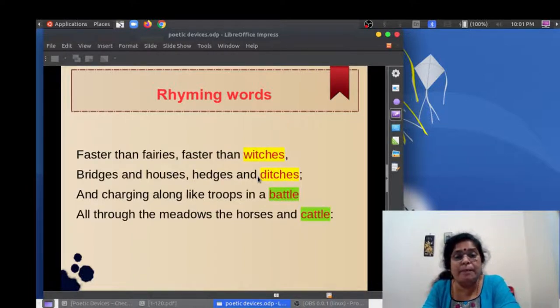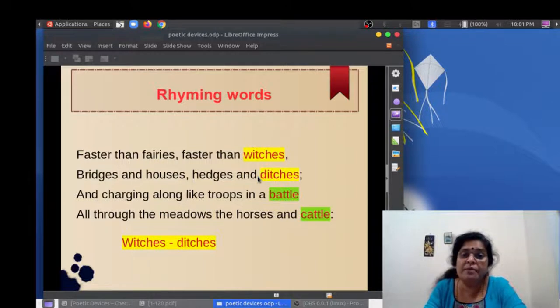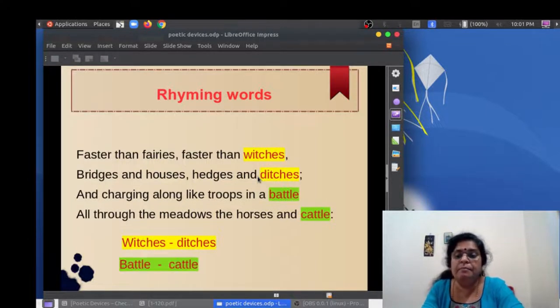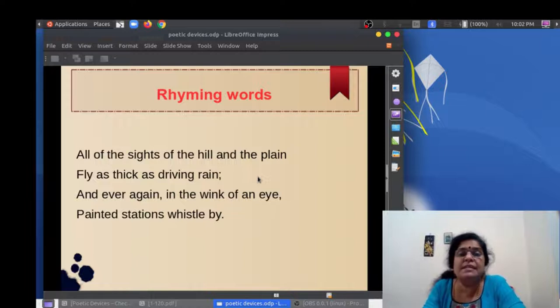Witches, ditches, battle, cattle. So, what are the rhyming words here from the first stanza? Witches, ditches, the first pair of rhyming words. Then the second pair: battle, cattle. Why are they rhyming words? The words end with the same sound. Battle, cattle, both end with the l sound. Witches, ditches, both end with the s sound. Now, find out the rhyming words from the second stanza.